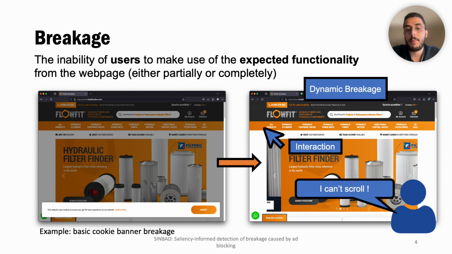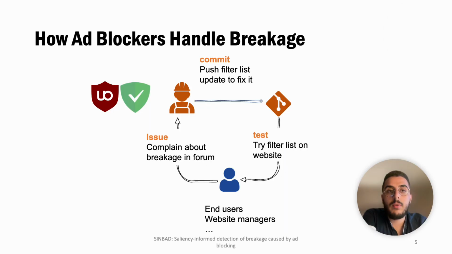to this breakage. Naturally, ad blockers want to minimize the amount of breakage that occurs from using their tools, and they do so currently using the following cycle. First, users using the latest version of the ad blocker are visiting many websites. Whenever they find that some website is broken, they report it to maintainers in forums like GitHub, for example. The maintainers of the ad blockers look at these issues and try to reproduce the breakage from instructions by the users, and they push fixes to the filter lists. And this cycle continues endlessly as long as we have new updates to the filter list.